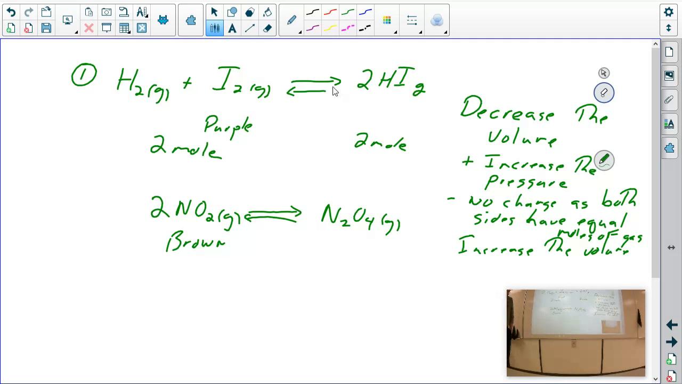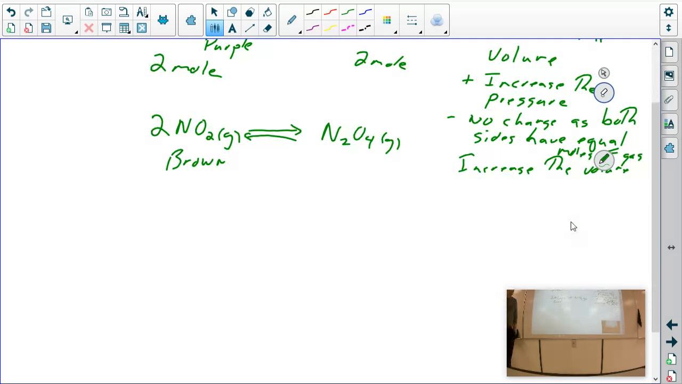We would have the exact same thing if we tried to increase the volume, therefore decrease the pressure. No change, as both sides have equal moles of gas. There's no shift that's going to minimize that pressure change. Now, for this one here, if we increase the pressure, we have 2 moles of gas over here and 1 mole of gas over here.